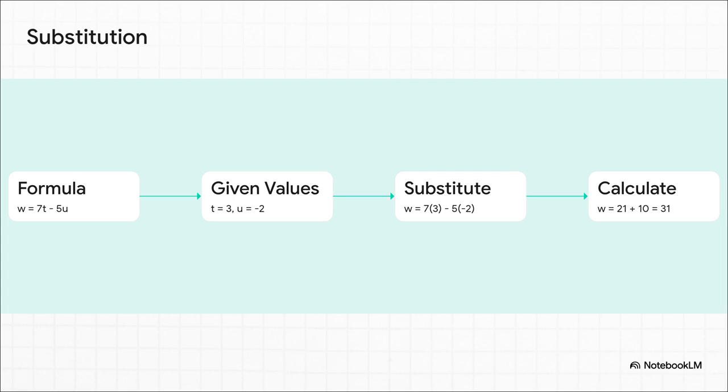Now, pay super close attention to the negative numbers here because this is where a lot of people slip up. 7 times 3 is 21, but minus 5 times -2, that becomes a positive 10. So our final calculation is W equals 21 plus 10, meaning W is exactly 31.